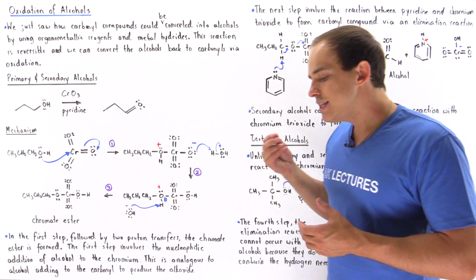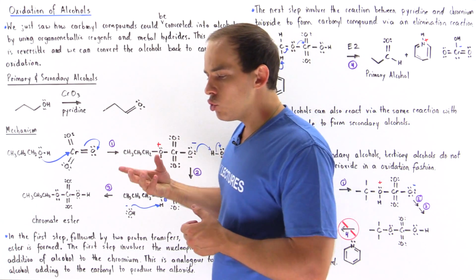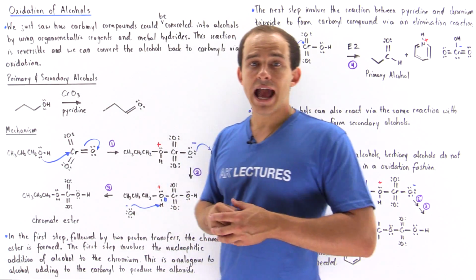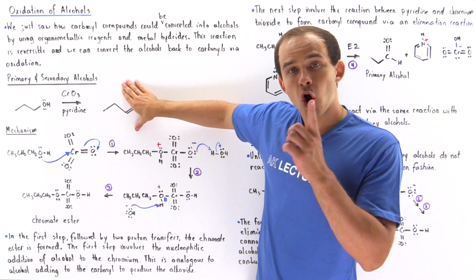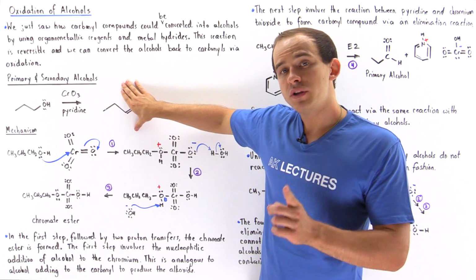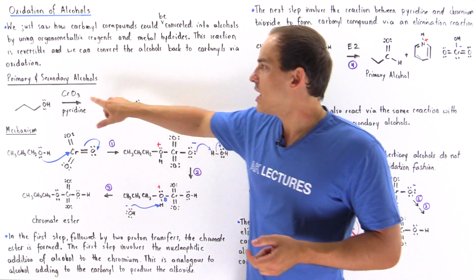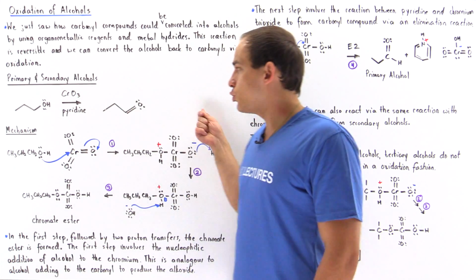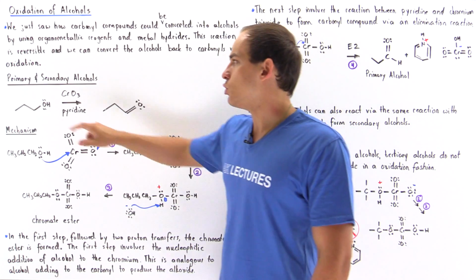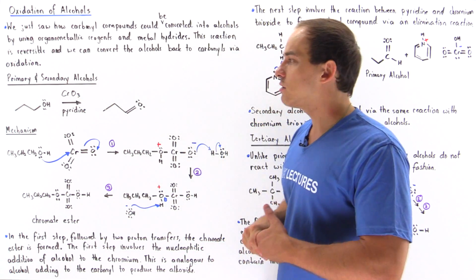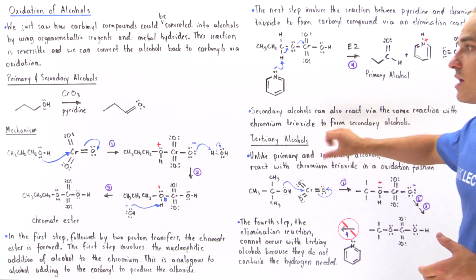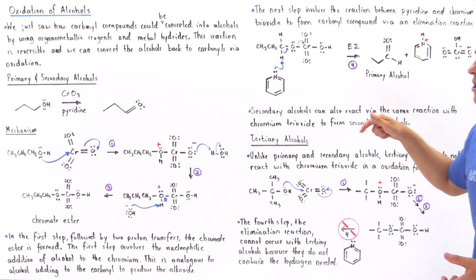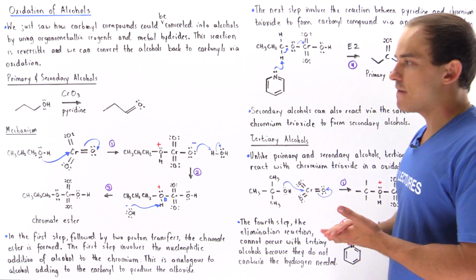So there are many different reagents that we can use to successfully transform our primary and secondary alcohols into the carbonyl counterpart. But we're only going to focus on one reagent, mixing our chromium trioxide with pyridine to produce this carbonyl molecule from primary and secondary alcohols. And then we're going to discuss how this same reaction mechanism fails with tertiary alcohols and why it fails.